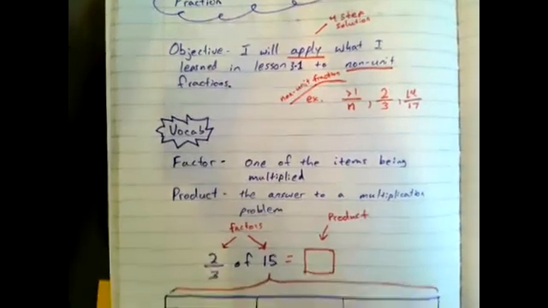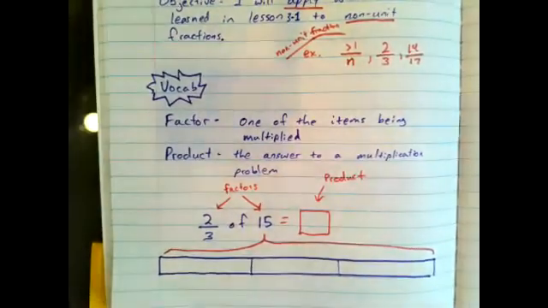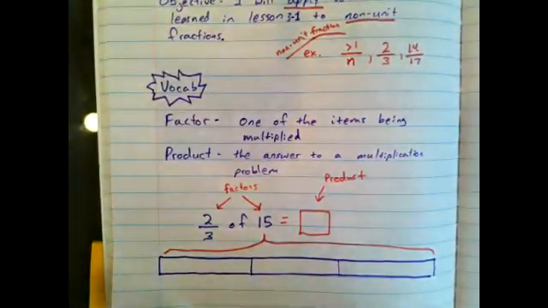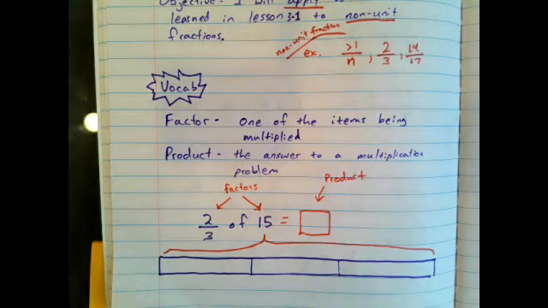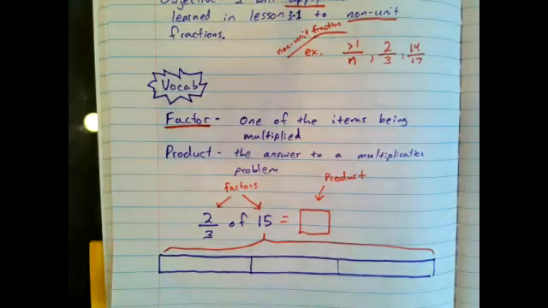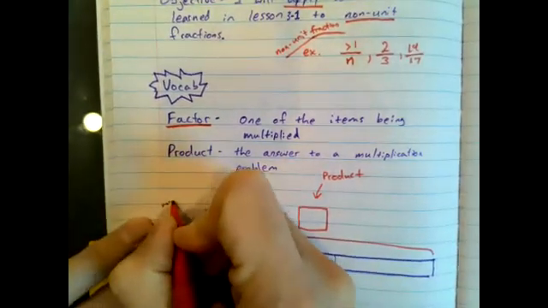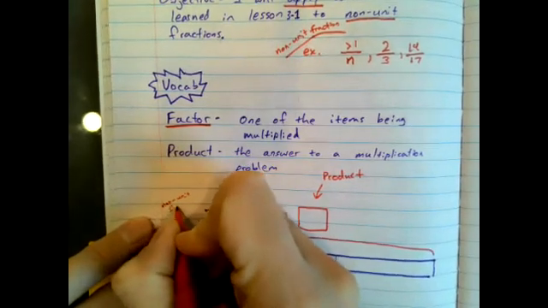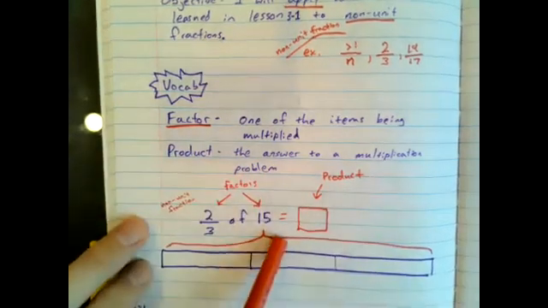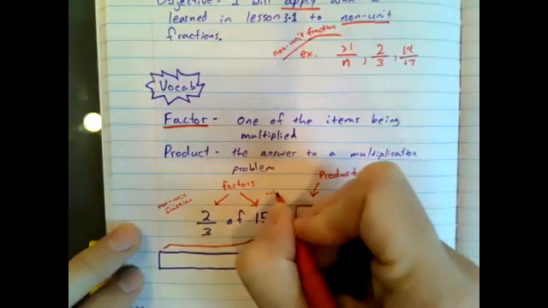Two words you've definitely heard before, and they are factor and product. So a factor is one of the items being multiplied. So if we have an expression or an equation, one of the items being multiplied is known as a factor. Say it with me, factor. All right. And in my example problem, there's actually 2 factors here. One factor is a non-unit fraction. And my other factor here, it doesn't have a denominator, so it is a whole number.